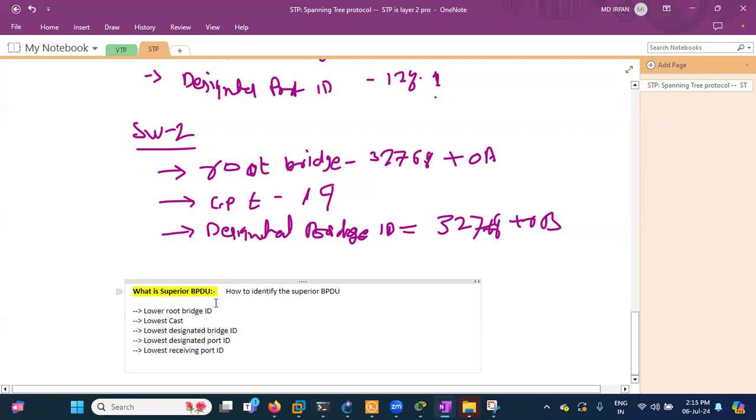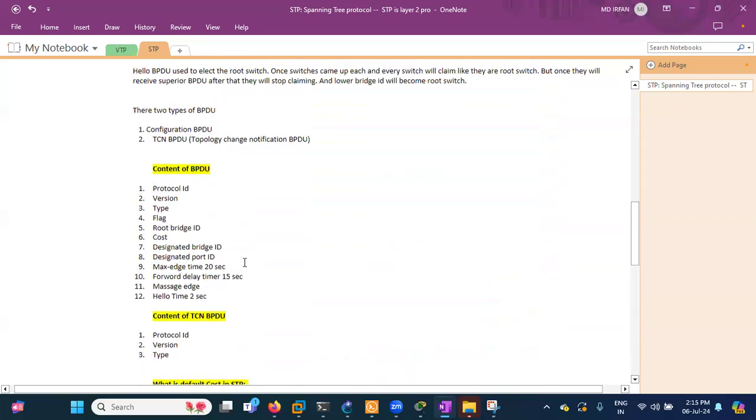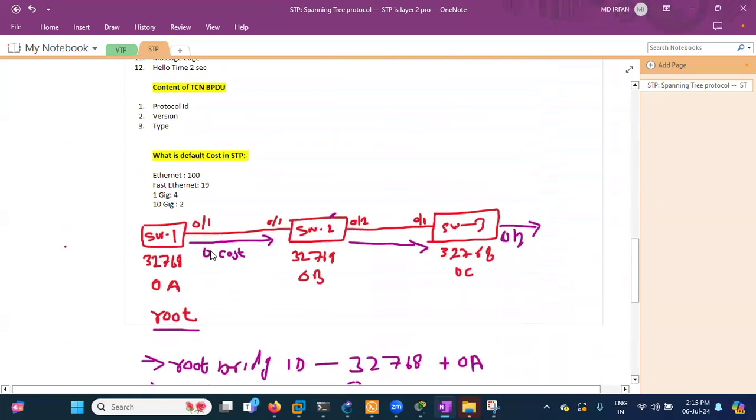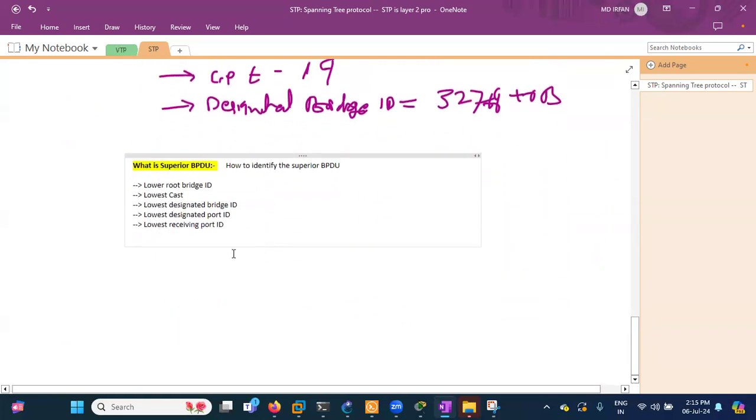Now the actual STP is coming. It was basic information that I have given. Now how to identify the root port and designated port will come. On the basis of this, you will calculate all the things.